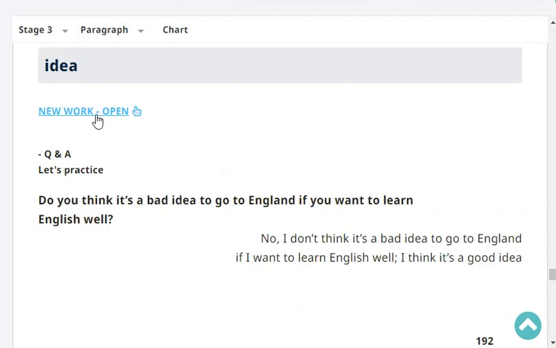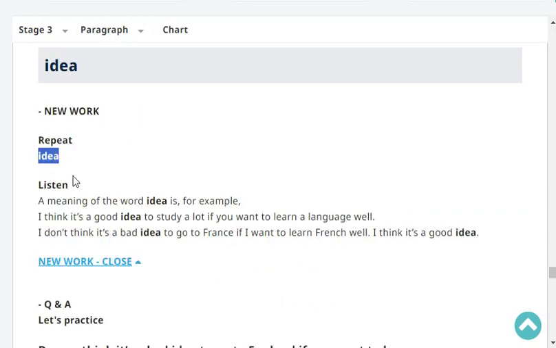Next, repeat: idea. Very good. Okay, listen. Idea, like that's a picture in your mind, a plan in your mind. For example, I think it's a good idea to study a lot if you want to learn a language well. I don't think it's a bad idea to go to France if I want to learn French well. I think it's a good idea.